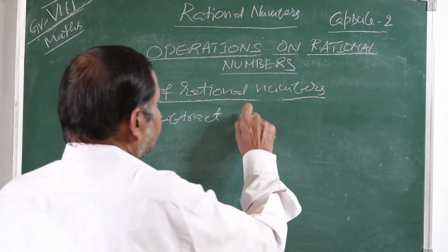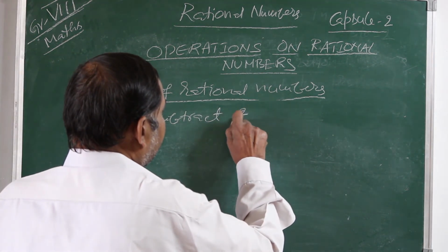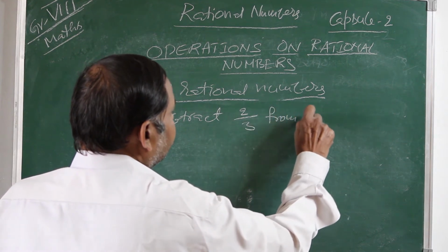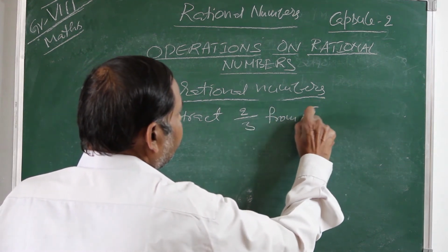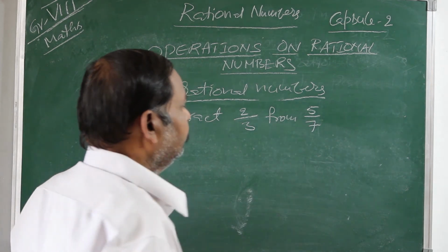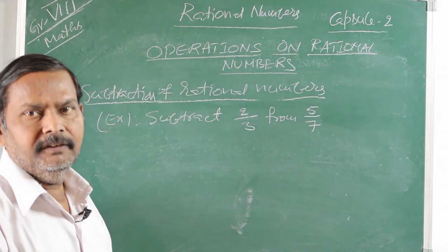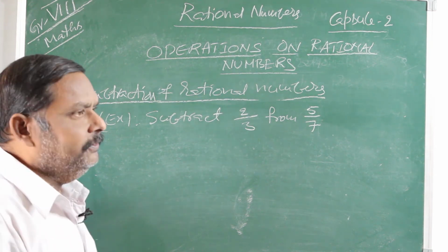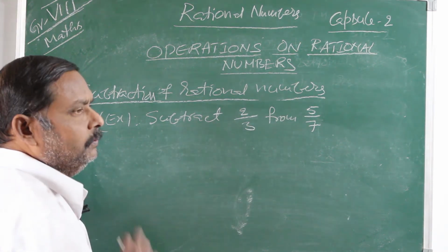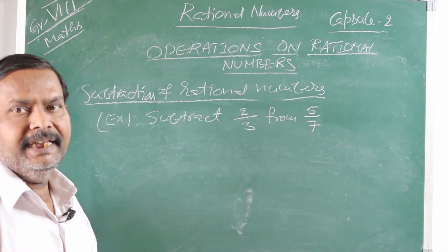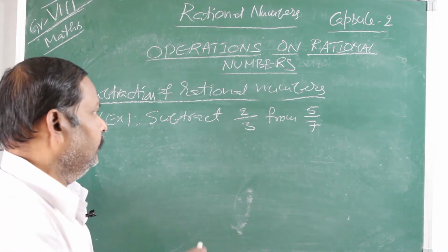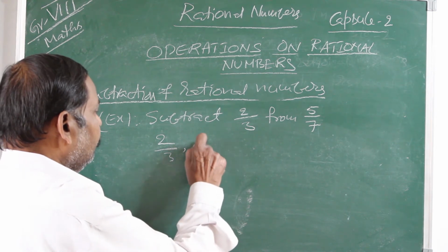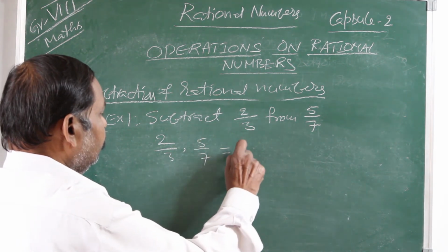Subtract 2 by 3 from 5 by 7. In step 1, what you have to do is convert these two into like rational numbers. 2 by 3, 5 by 7.